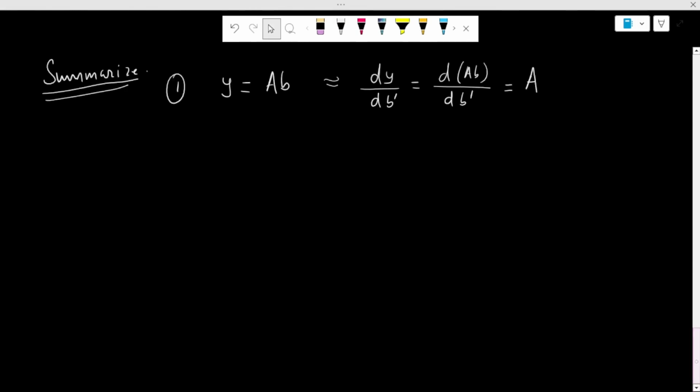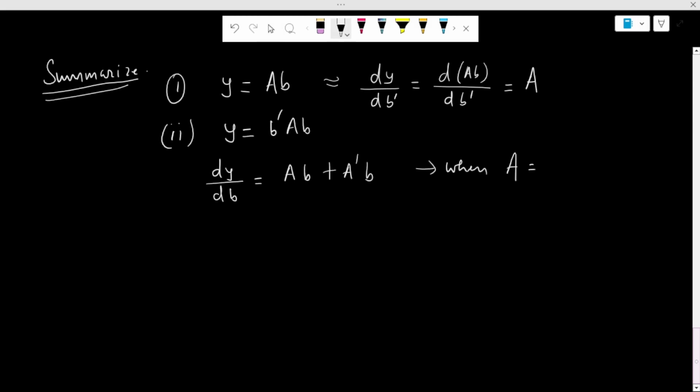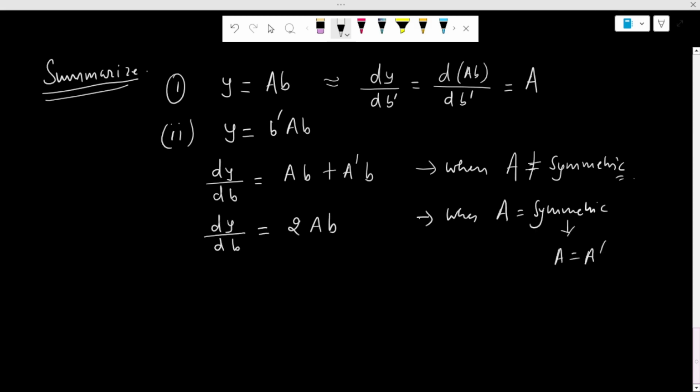So the first result was in the case of the linear form, and the second result was the case of the quadratic form. So we took y as... Based on this result, we want to propose a simple rule for our understanding, and we will apply this rule in order to find the OLS beta estimate in our next video. So let us begin with the first example.